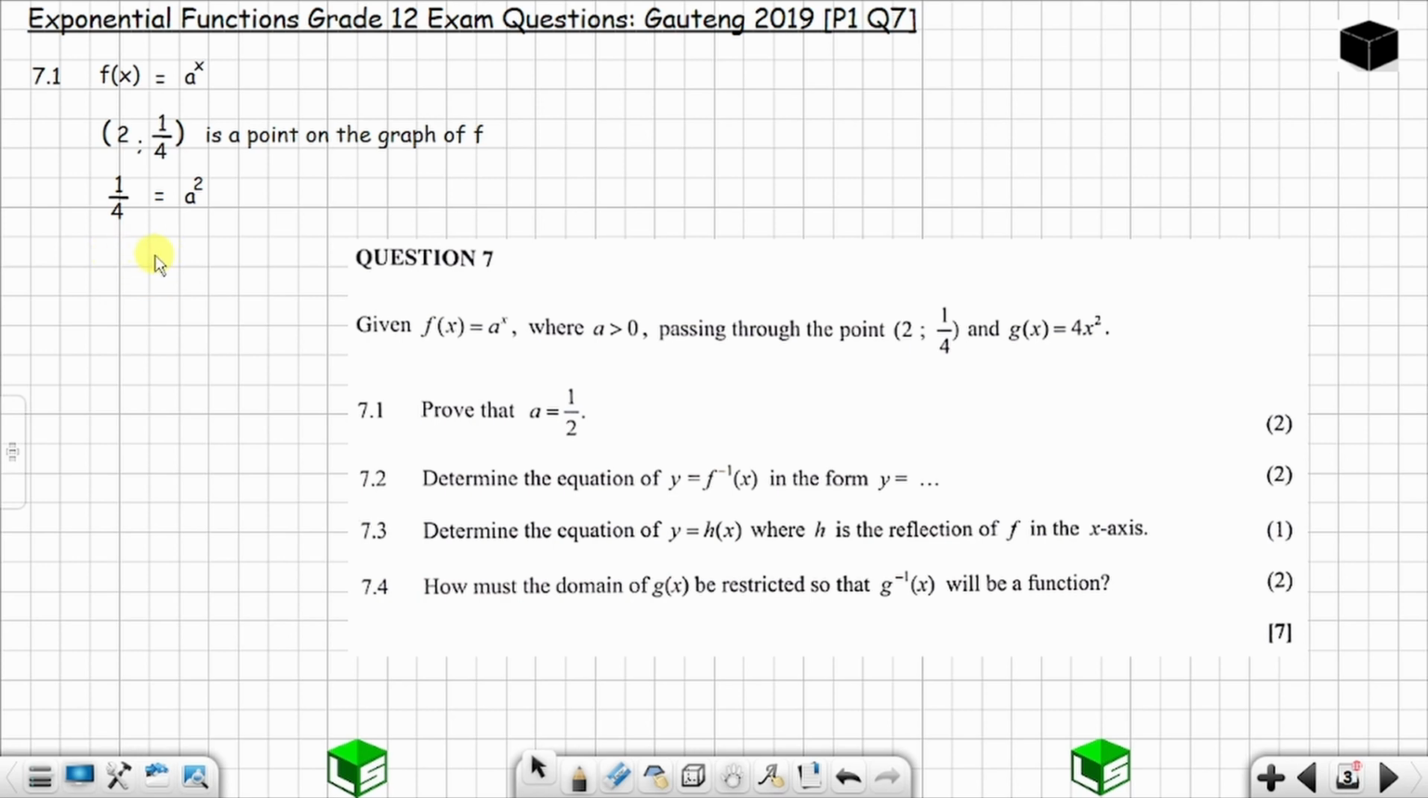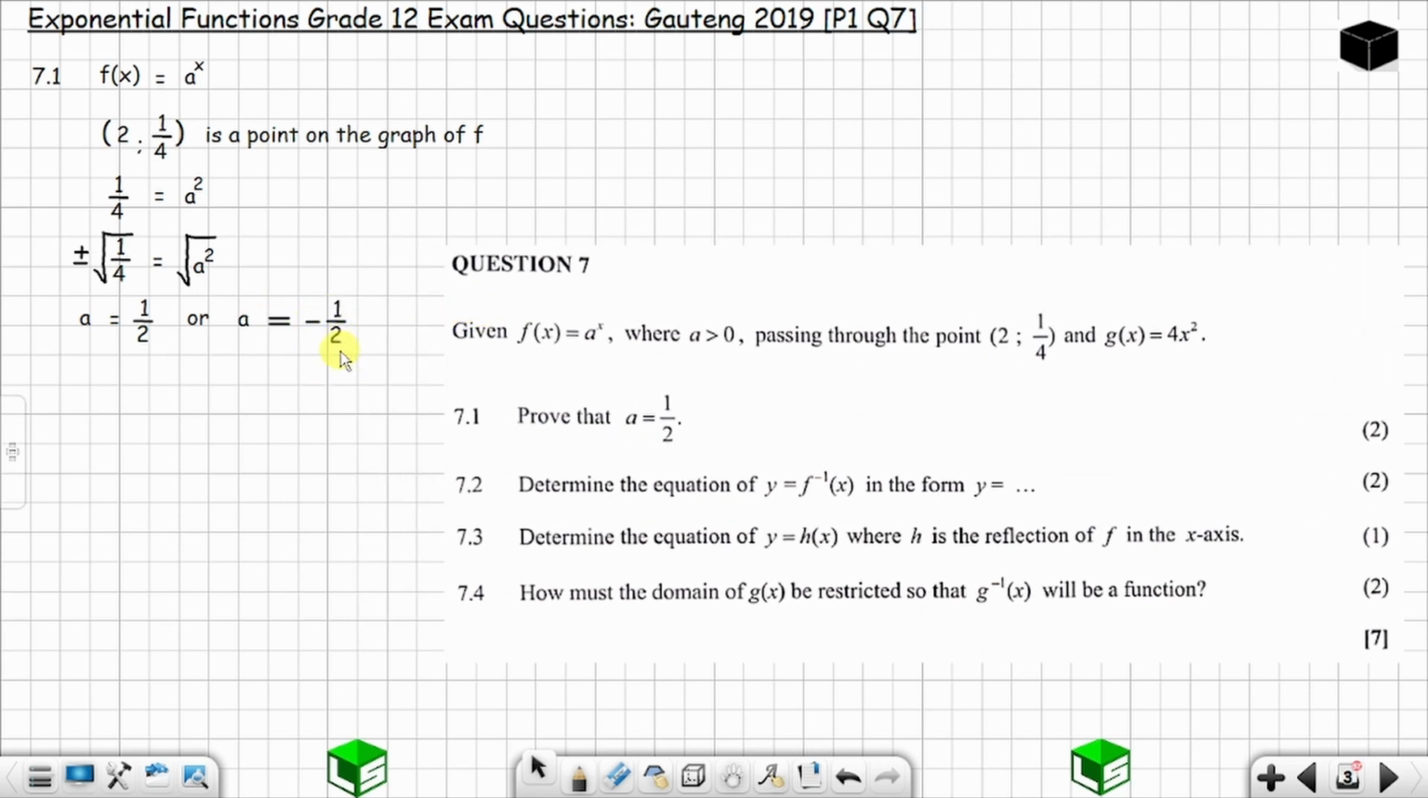What you can do is take the square root of a squared so that you remain with a only. This is equal to the square root of what you have on the left, 1 over 4. So you take the square root on the right and the square root on the left. Remember, you have to include plus and negative because you are taking an even root. So a is equal to the square root of 1, which is 1, over the square root of 4, which is 2. So a is equal to 1 over 2, or a is equal to negative 1 over 2.